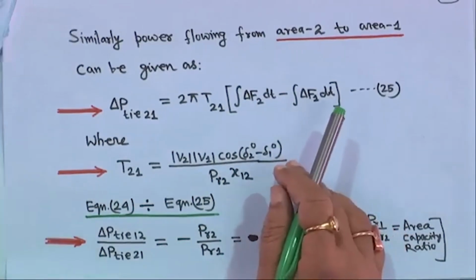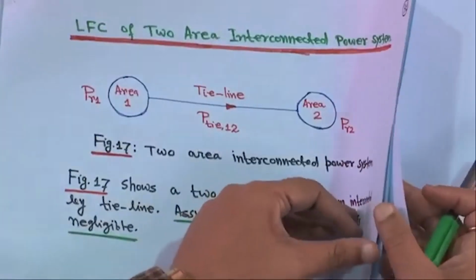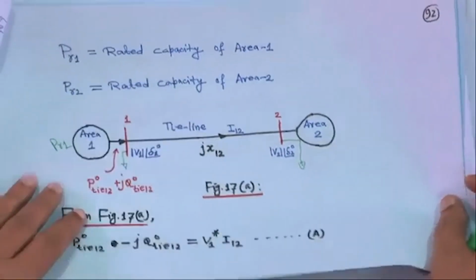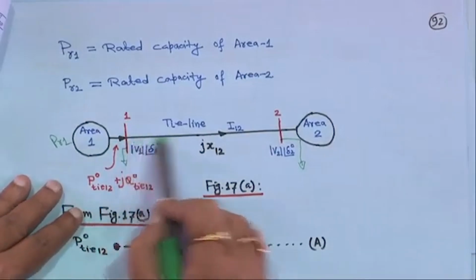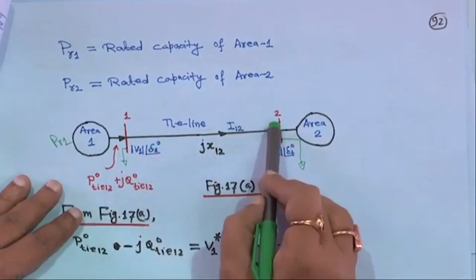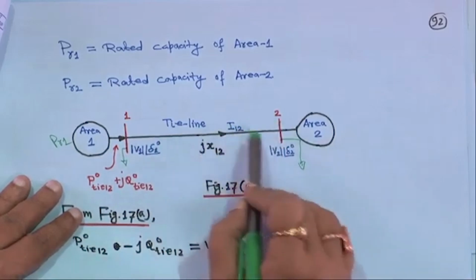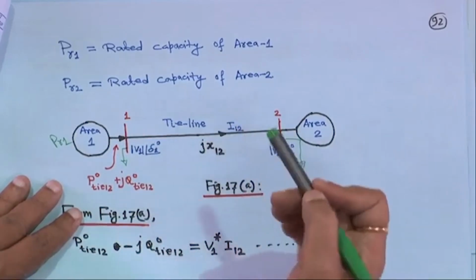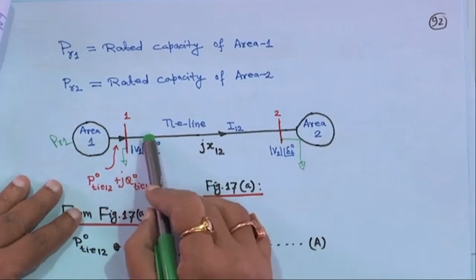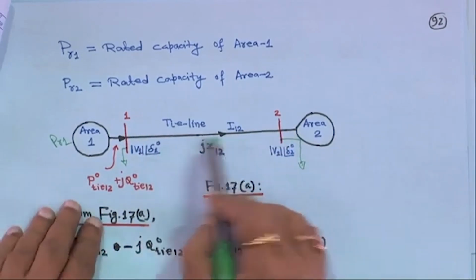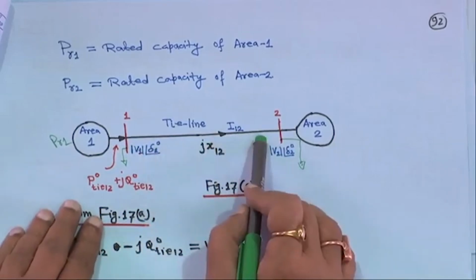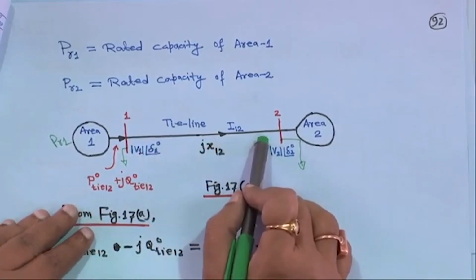Basically, if you look at the diagram, because line resistance is neglected, if this side is delta P_tie12 and that side is delta P_tie21, then in real units, in megawatt, delta P_tie12 is equal to minus delta P_tie21, because loss is neglected. So, everywhere this deviation will remain the same, as we are not considering the power loss, right.